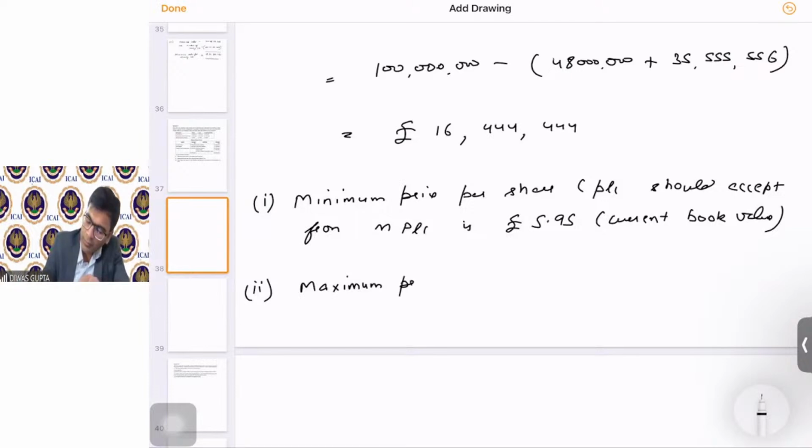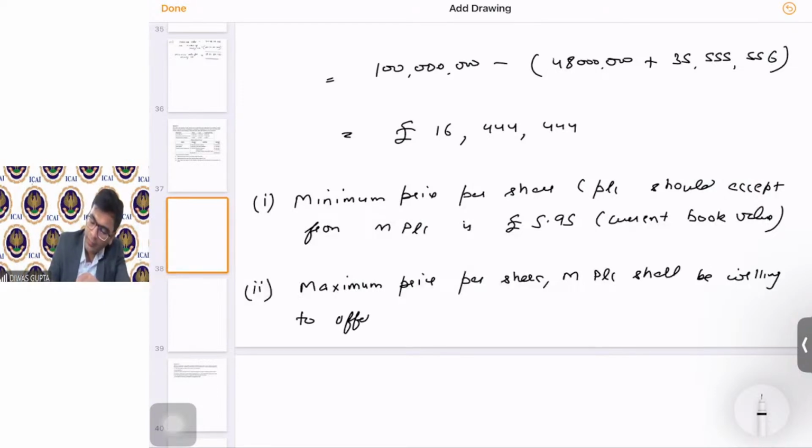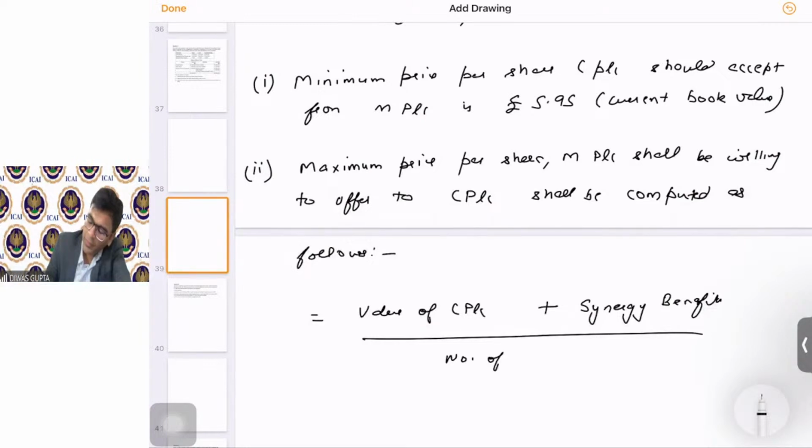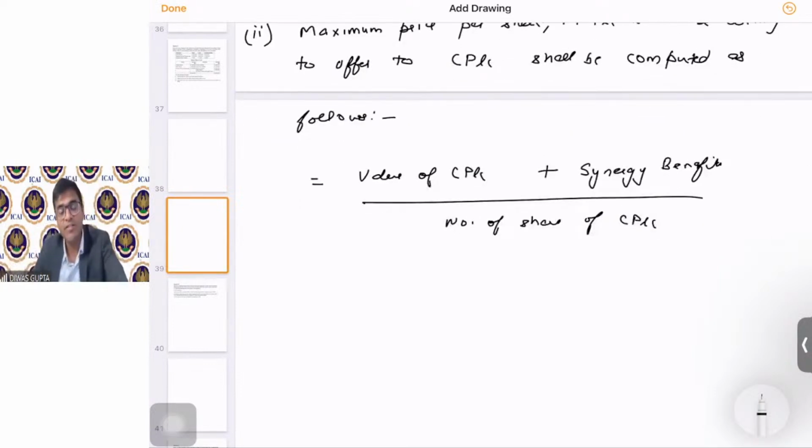Maximum price per share MPLC shall be willing to offer to CPLC shall be computed as follows: value of CPLC plus synergy benefits, divided by the number of shares of CPLC, because they are asking for the per share value, how much per share value MPLC will give to CPLC.